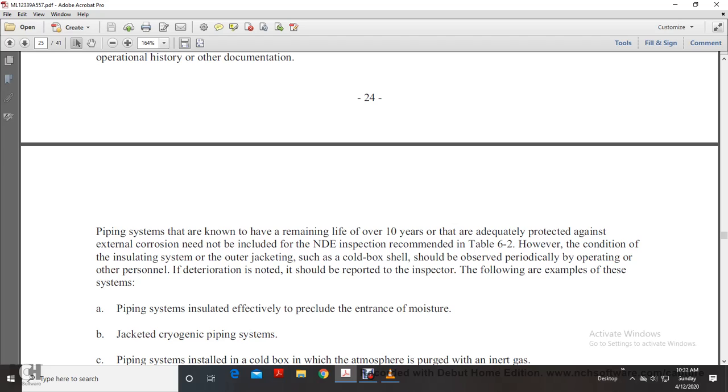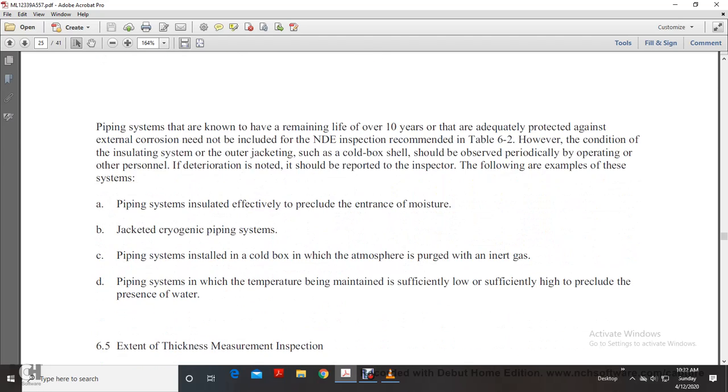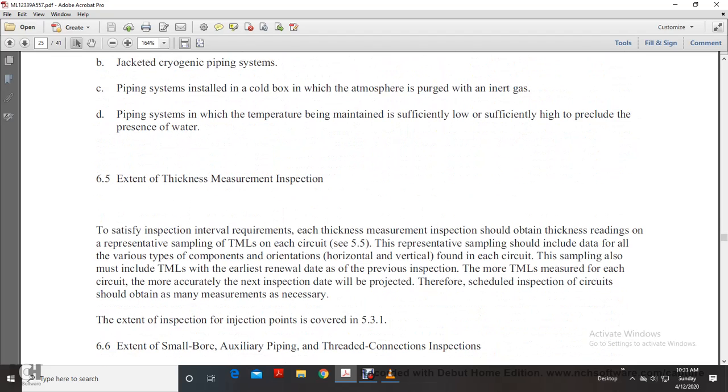Examples of piping systems insulated to preclude the entrance of moisture include: jacketed cryogenic piping systems installed within a cold box whose atmosphere is purged with inert gas, and piping systems with the temperature maintained sufficiently low and high pressure to preclude the presence of water. 6.5 Extent of thickness measurement inspections: to satisfy the inspection interval requirement, each thickness measurement inspection should be obtained with thickness readings representative of the sample.